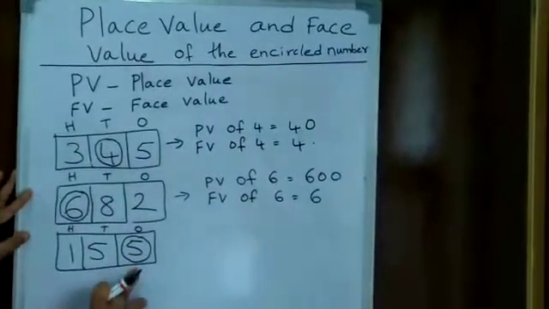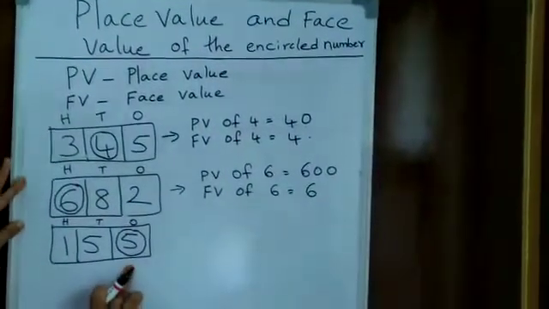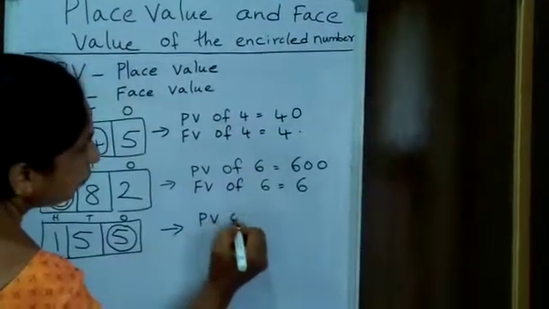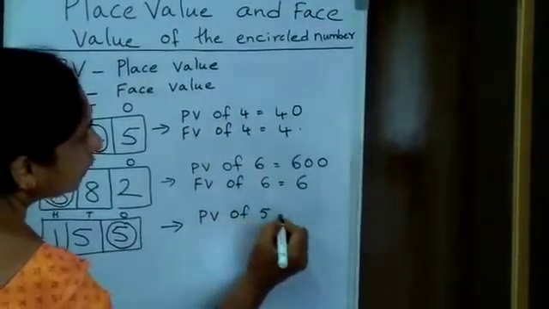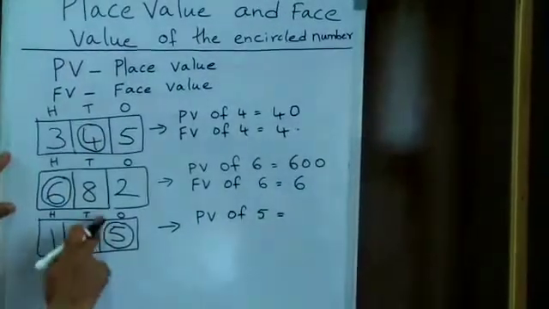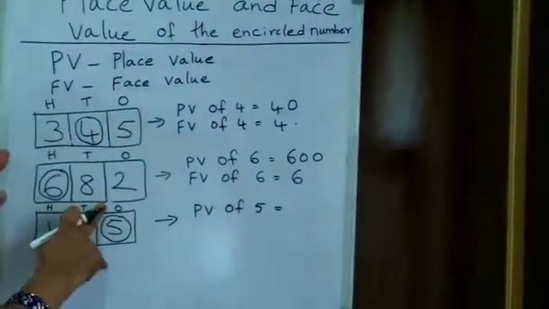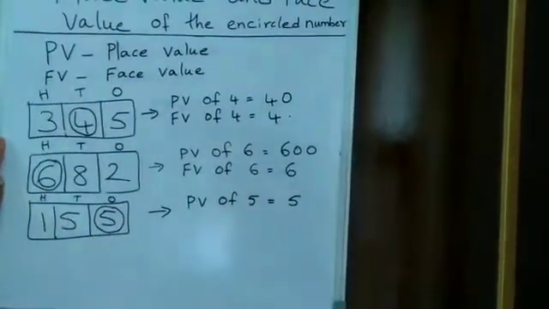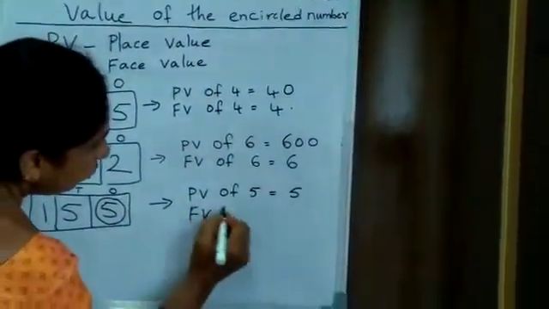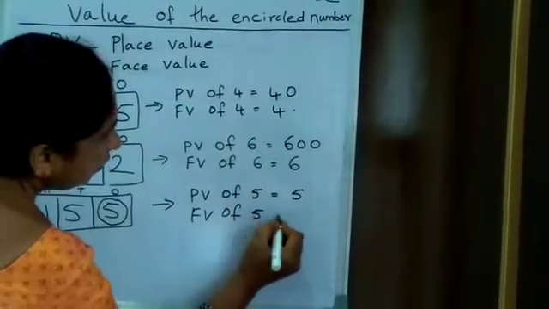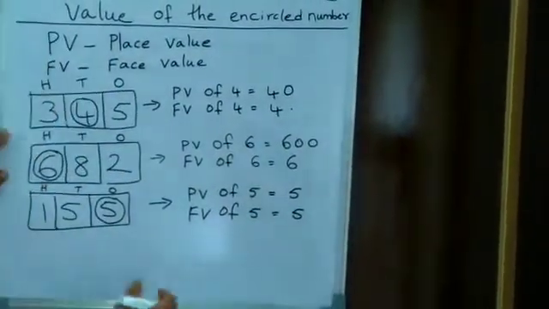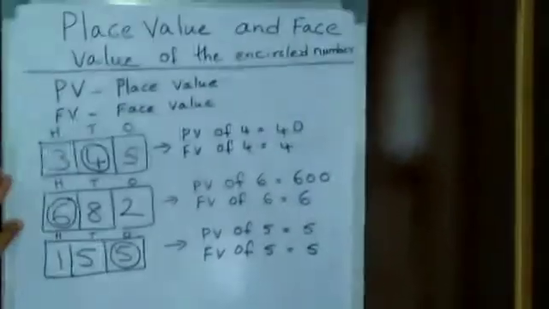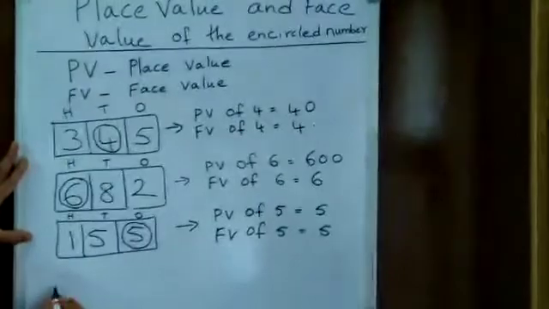See, now we have to write the place value of this 5. PV, place value of 5 is equal to. So in which place is 5? In ones place. So you have to write 5 ones. And what is the face value of 5? 5. Because its name is 5. You cannot change the face value. See another example.